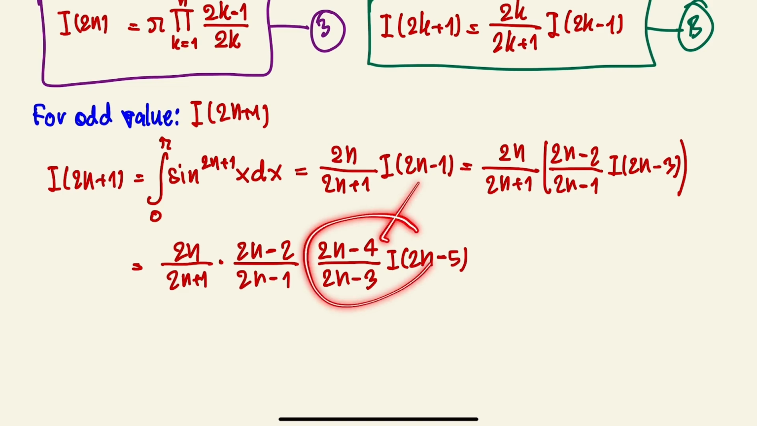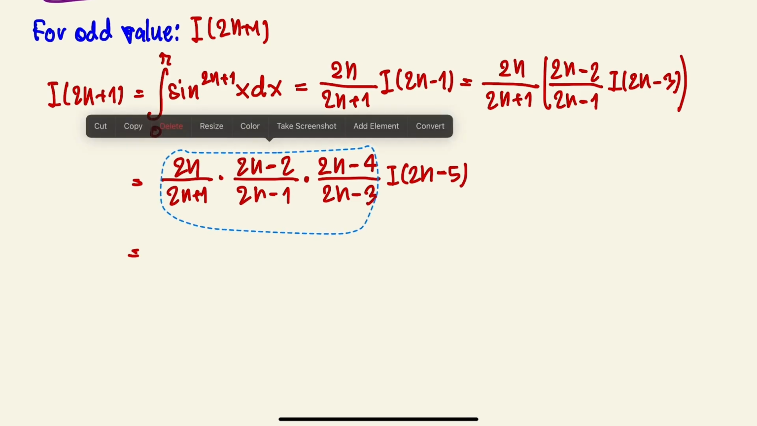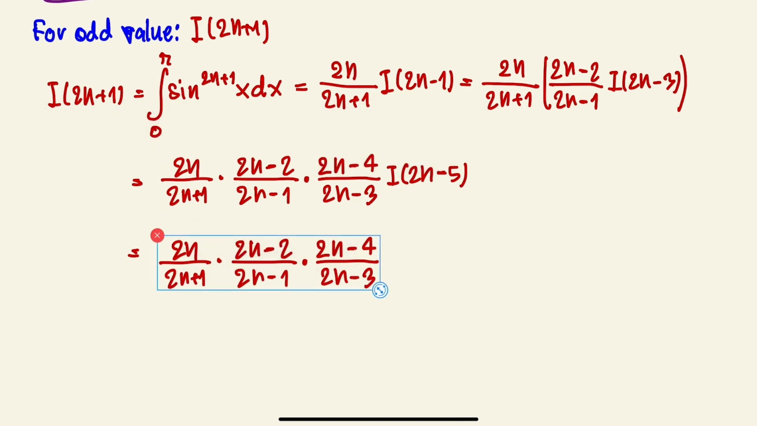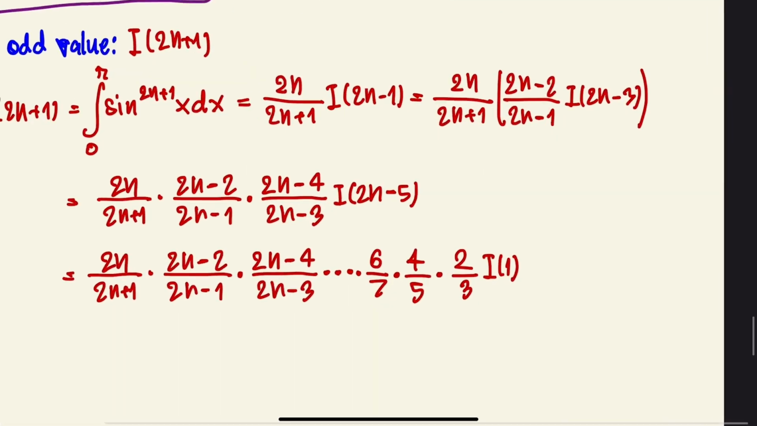Let's use this recurrence relation all the way to the last term. Let me copy this term. The next term is going to be all the way to 6 over 7. Next term is 4 over 5. Next is 2 over 3. And I of 1.